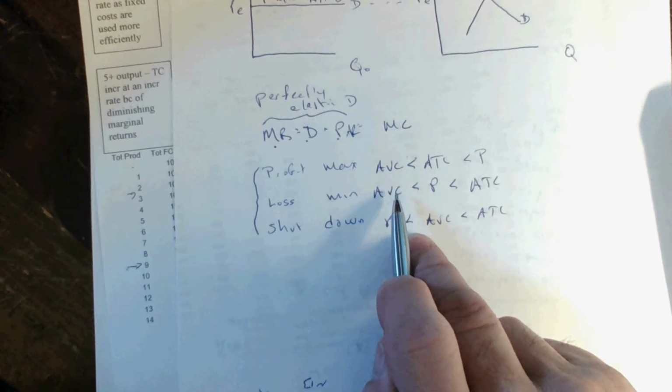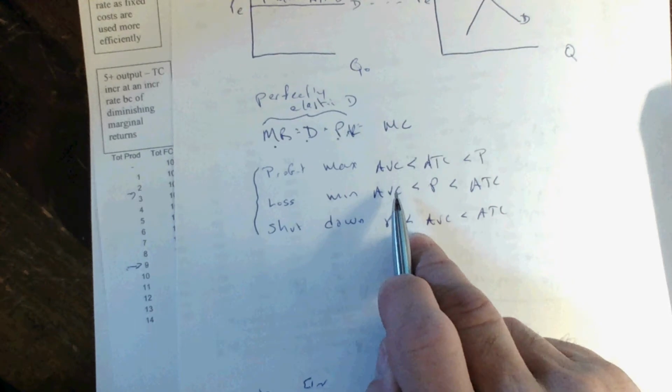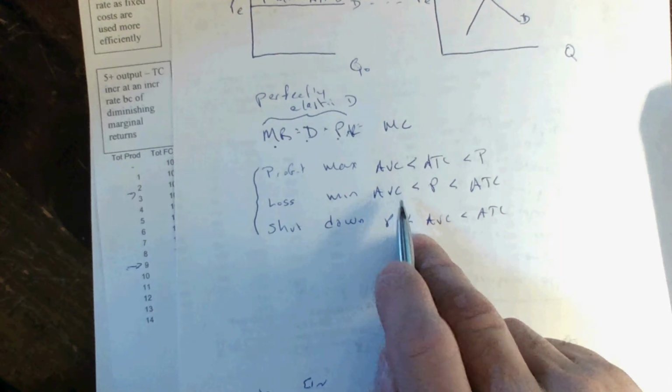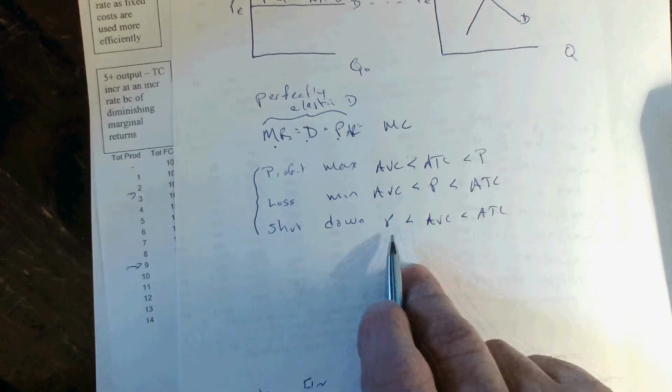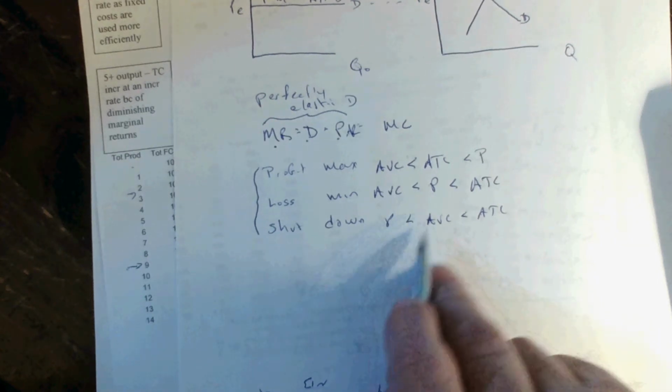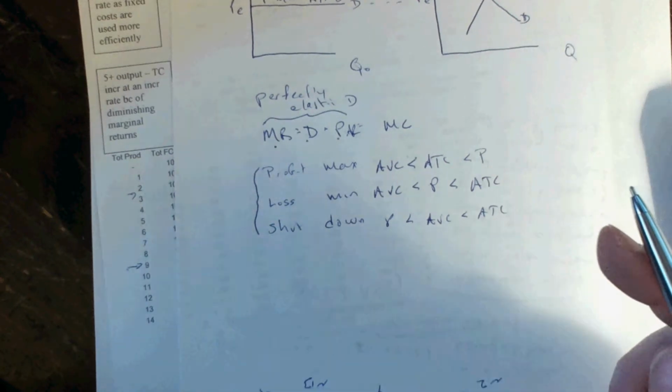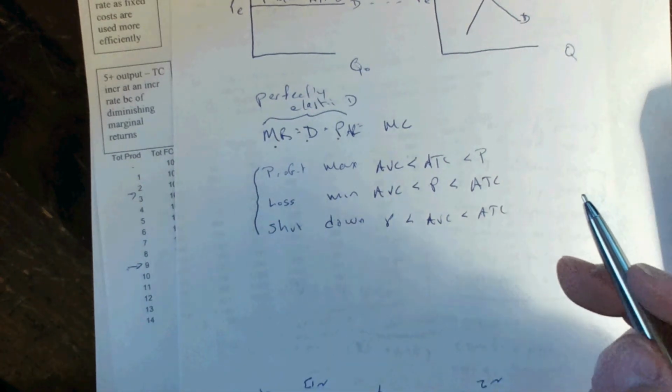So your total loss will be less than if you shut down, where you will incur your fixed cost in total. But if your price is less than your average variable cost, then there's no point in letting a worker in, because if you pay him 10 and you're selling it for 9, you're only adding an extra $1 to your fixed cost, for example. So your loss will actually be larger than if you shut down.